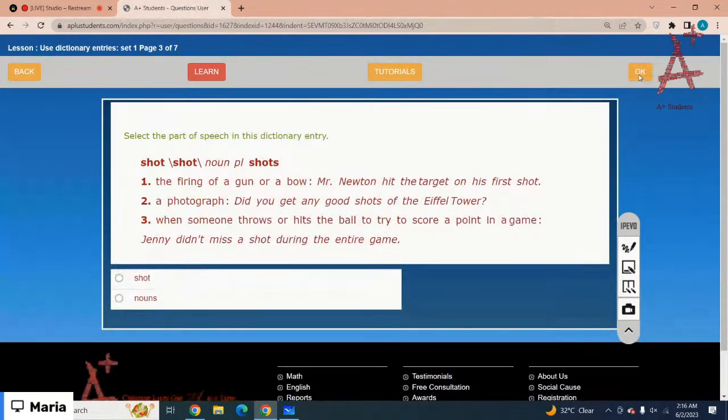Okay, the next one is short. Select the part of speech in the dictionary entry. You have to see what part of speech it is. Short, noun it is, and you can use that as shorts. Got it? So where is the part of speech? Is it short or noun?